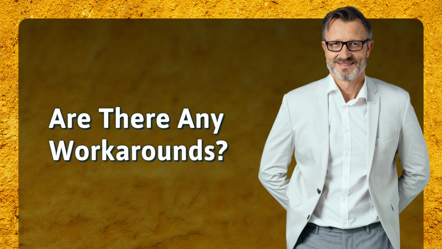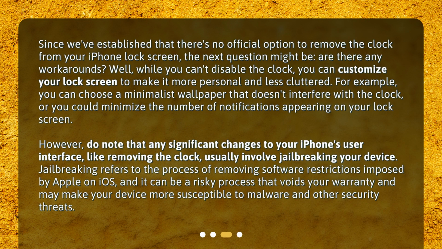Are there any workarounds? Since we've established that there's no official option to remove the clock from your iPhone lock screen, the next question might be, are there any workarounds? Well, while you can't disable the clock, you can customize your lock screen to make it more personal and less cluttered. For example, you can choose a minimalist wallpaper that doesn't interfere with the clock, or you could minimize the number of notifications appearing on your lock screen.